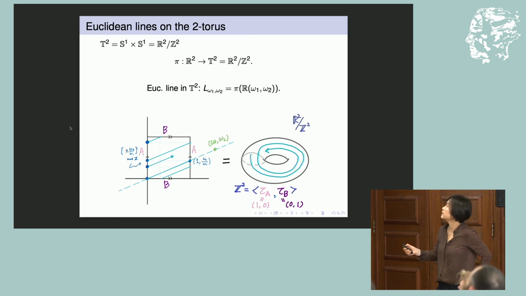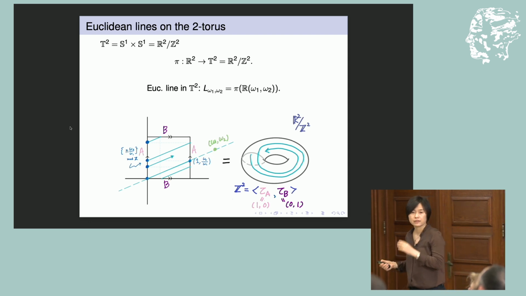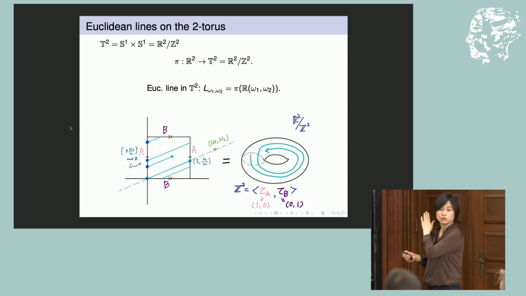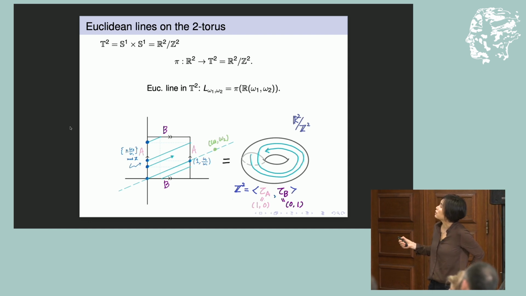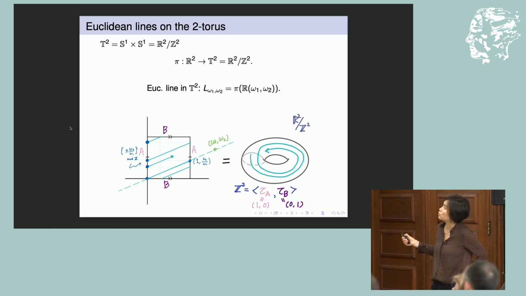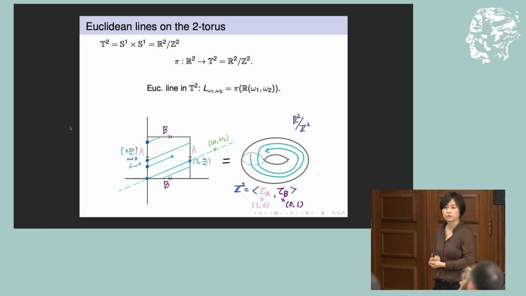The 2-torus is just the product of 2 circles. Or in the additive model, this is R2 by the integral lattice Z2. So consider this projection map from R2 to R2 by Z2. This is simply the canonical quotient map.